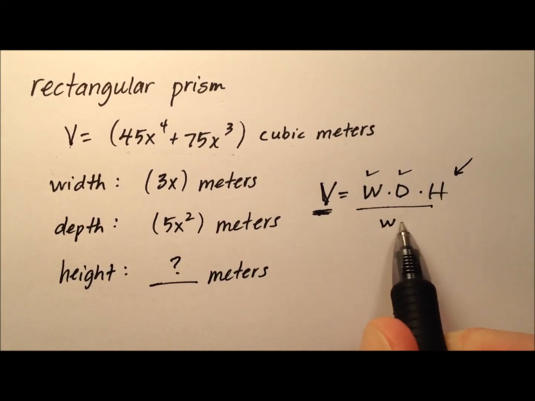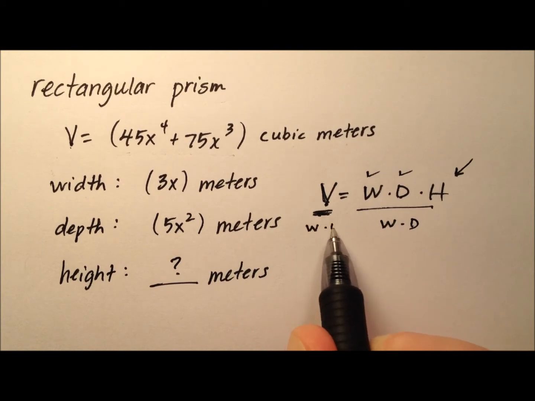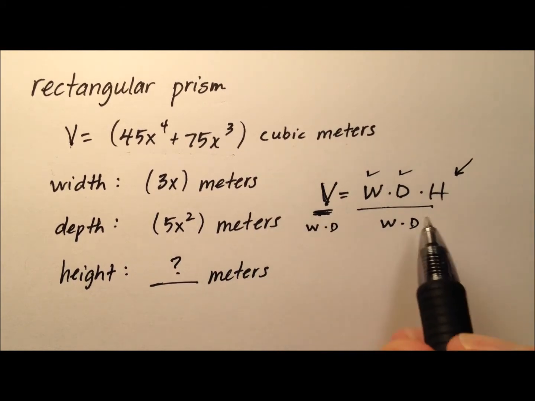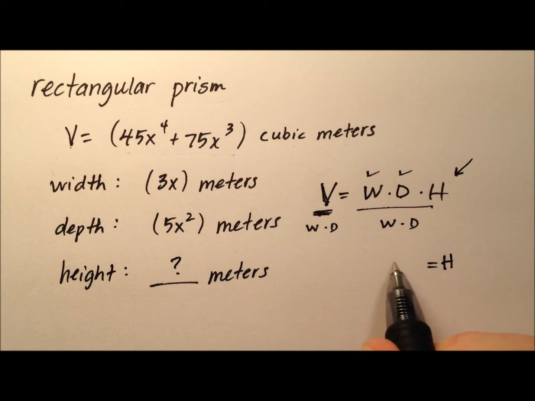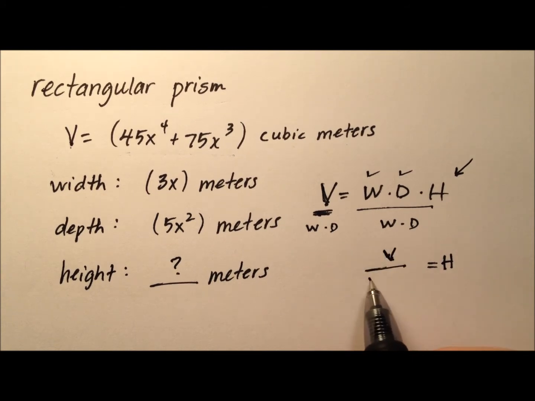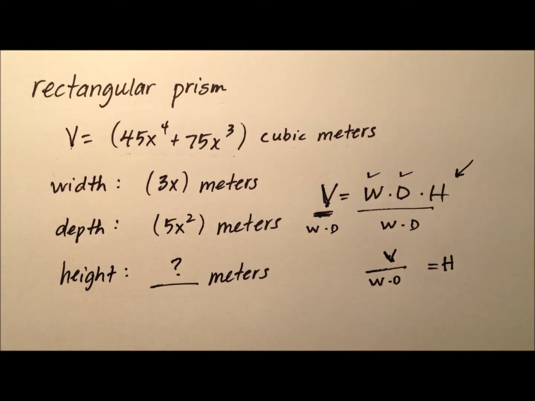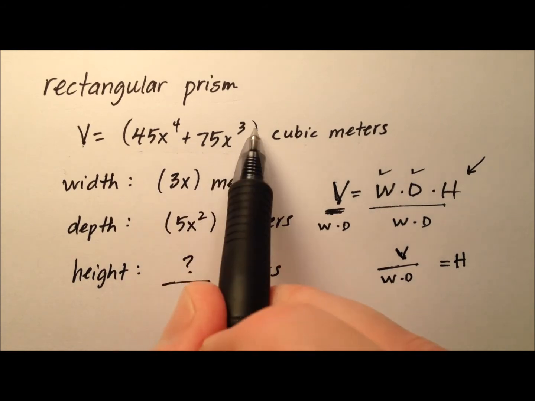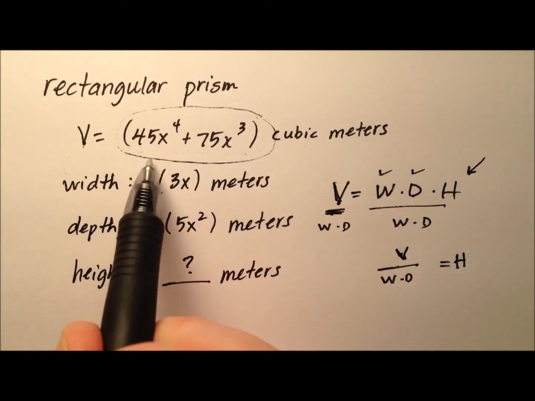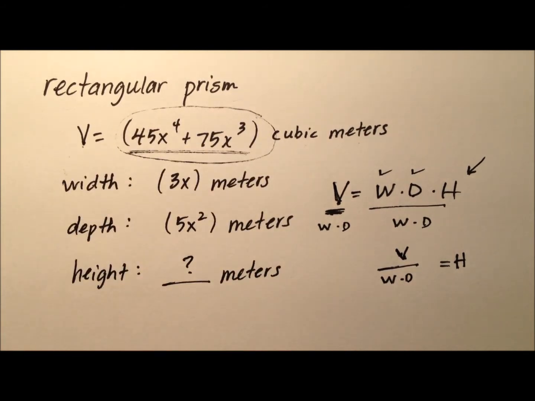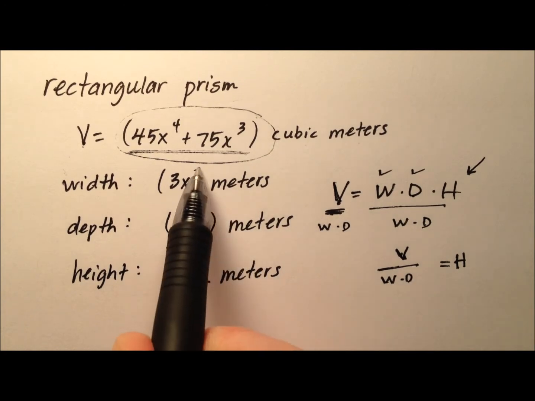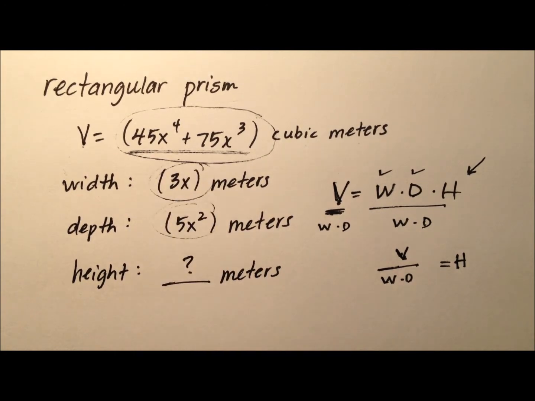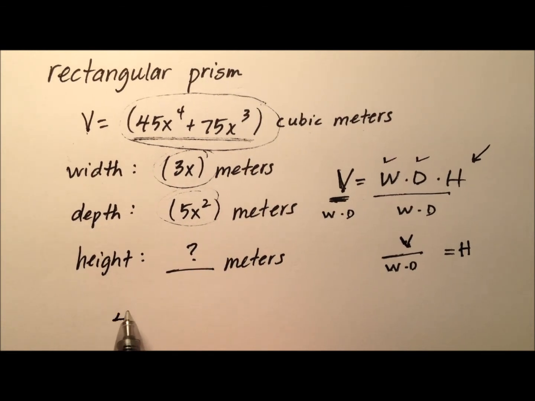So we could divide both sides by w and d. So really what we have here is the height is going to be the volume divided by the width and the depth. That means we need to take this expression given to us, which represents the volume, and divide it by both of these. We'll divide it first by the width and then by the depth, and let's see what we have. So let's go ahead and do that.